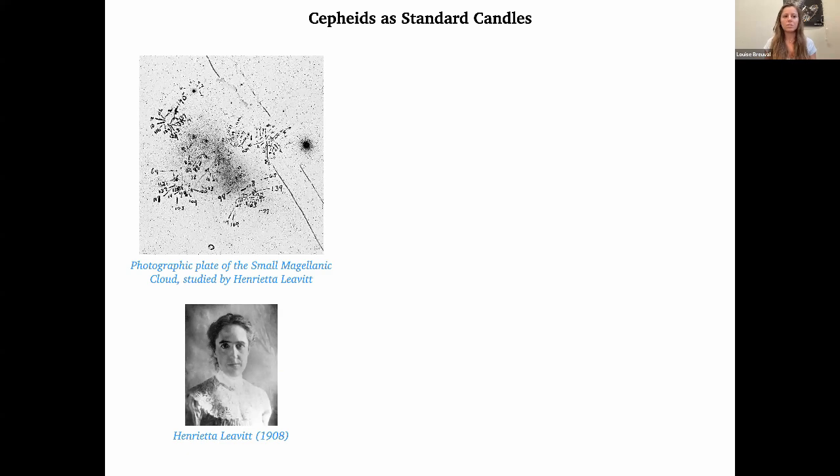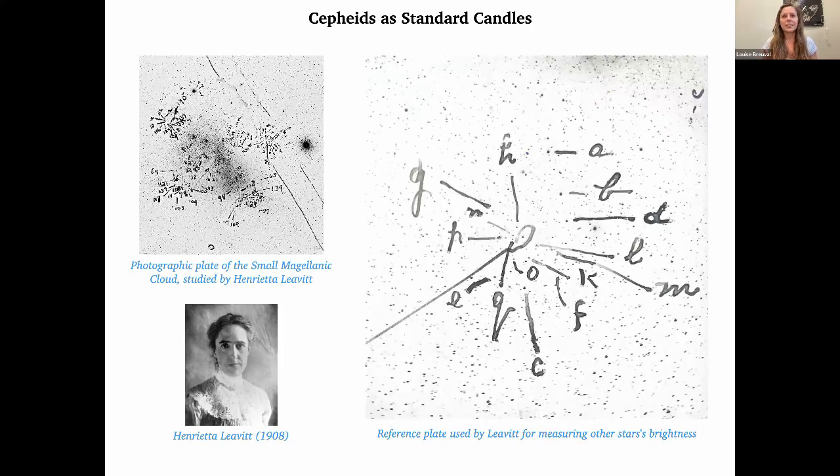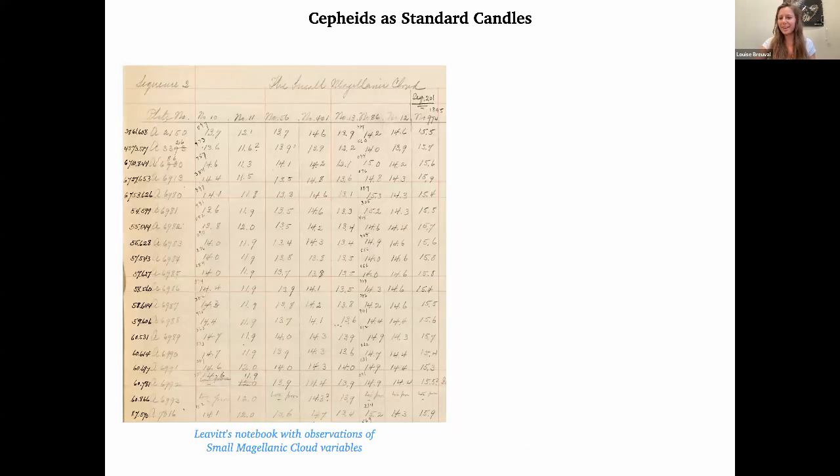This feature was discovered by Henrietta Leavitt 100 years ago by looking at photographic plates of especially the Small and Large Magellanic Clouds. Because she didn't have any software to measure the photometry of stars, she had to use a reference plate such as this one, where the stars were labeled according to their brightness and then compared between different plates to measure how bright they are. So what Henrietta Leavitt did was to classify all these stars.